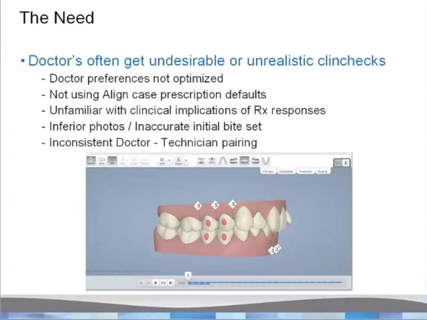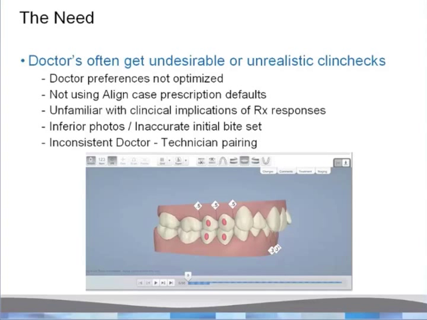On a day-to-day basis, we see doctors often get undesirable or unrealistic ClinChecks, and it comes from a variety of factors, and the templates will help us overcome these factors. The most common cause of an unrealistic ClinCheck or an undesirable result is that the doctor never optimized their preferences within the Invisalign software, or they're not using the Invisalign prescription defaults, which are made to help simplify the outcome for the case.